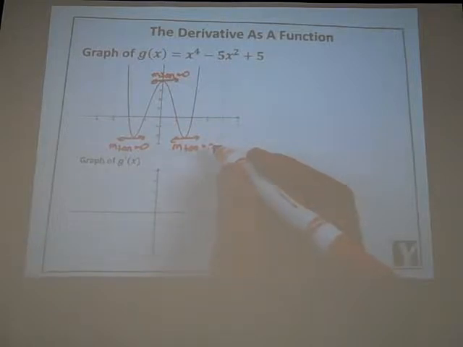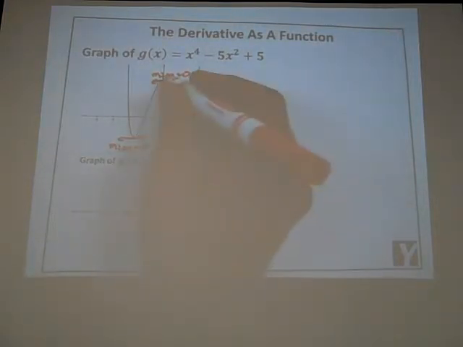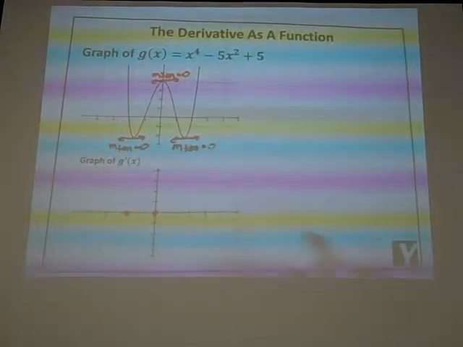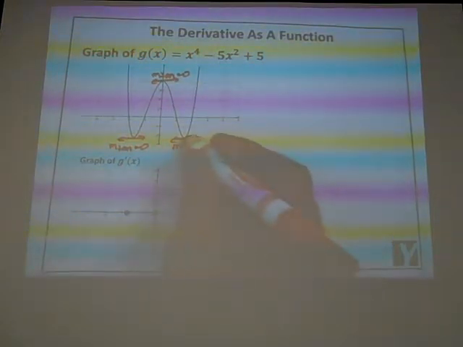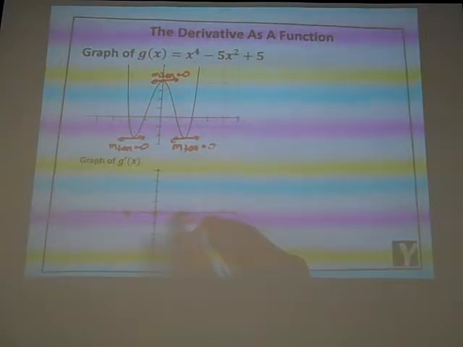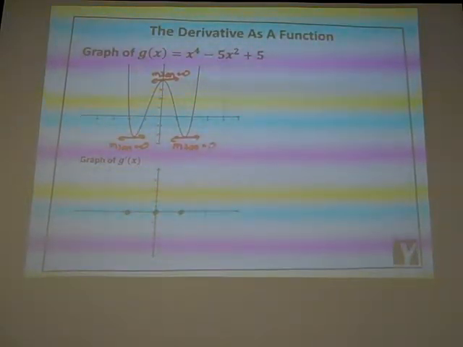Well, what does that mean? That means the derivative will have a root. So right over here, if we go down to the graph of the derivative, at that same x value, the derivative will be equal to 0. Over here, at a relative maximum of the original function, the derivative will have a root. Over here, a relative minimum again, it's going to have a root. So already we've got some information.